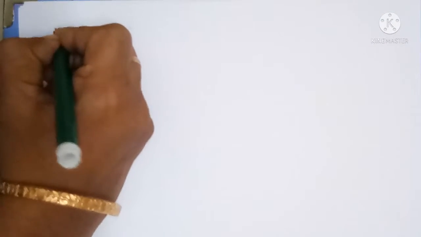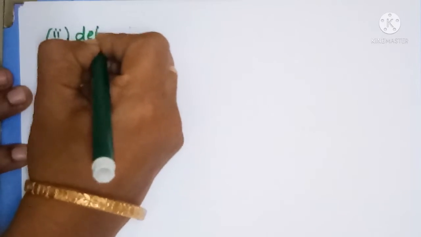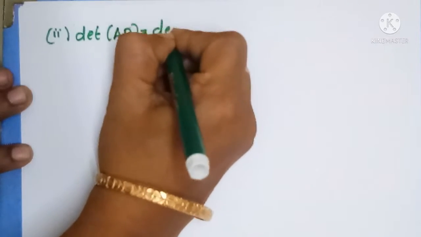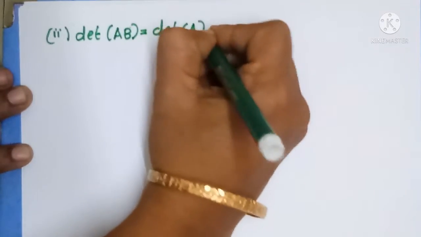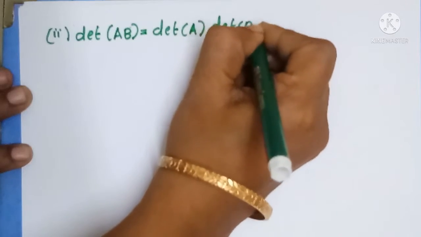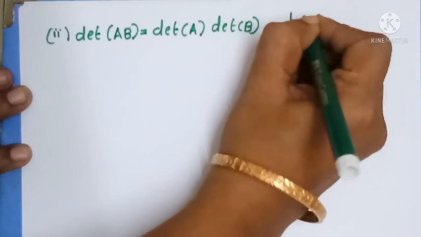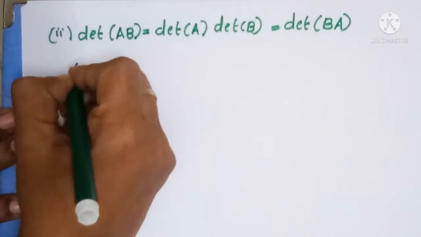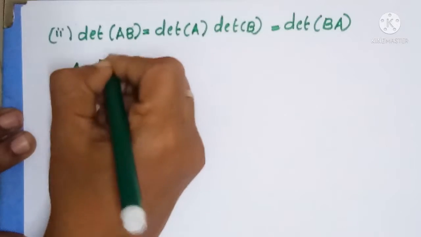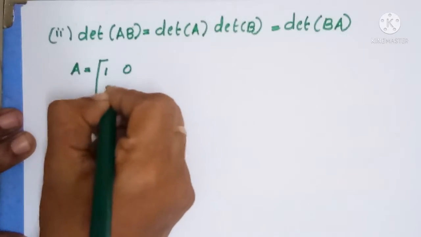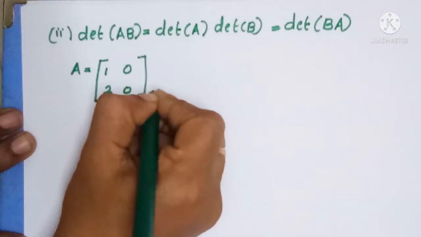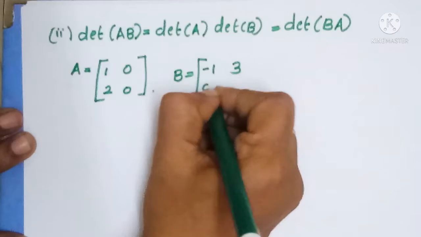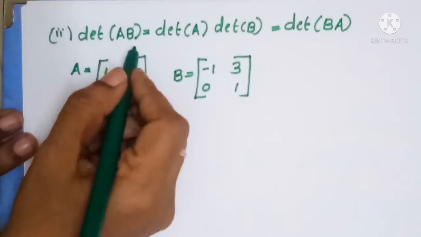Second one: the determinant of AB is equal to the determinant of A into the determinant of B. It should also be equal to the determinant of BA. To understand this concept, we can take a matrix A equal to 1 0 2 0. Take another matrix B equal to minus 1 3 0 1. First we can find AB.